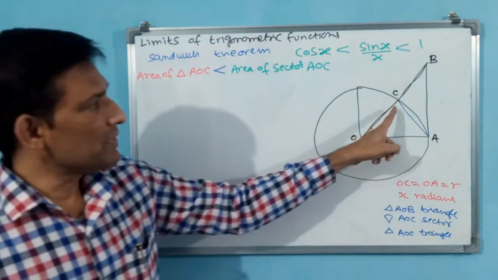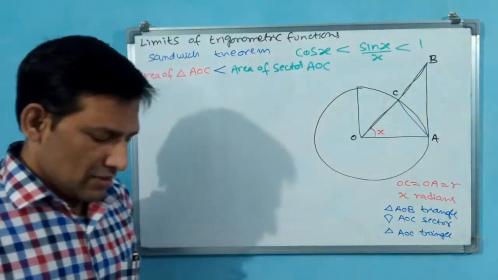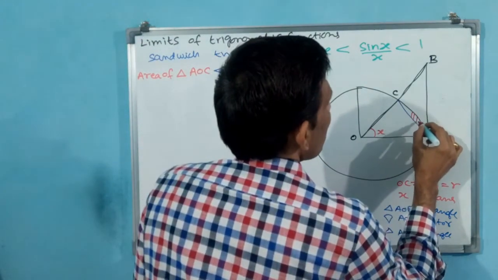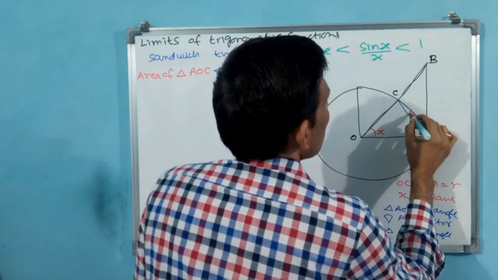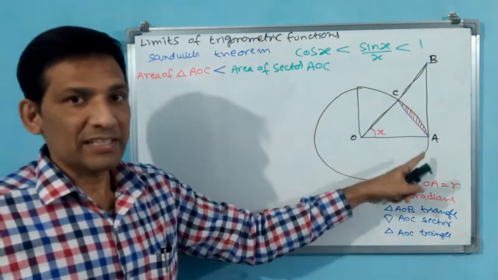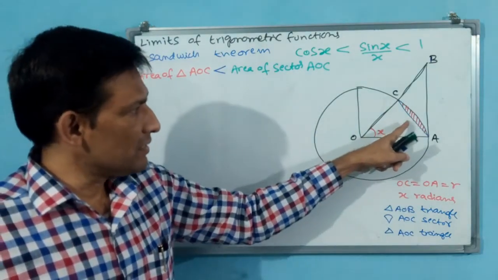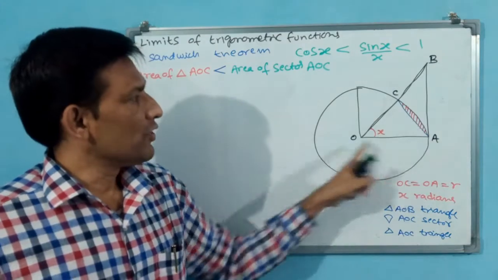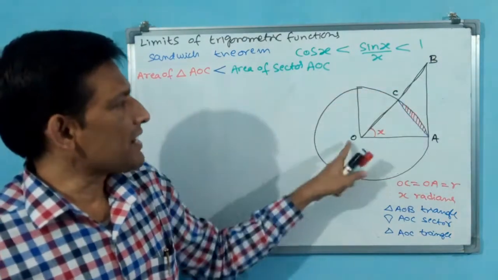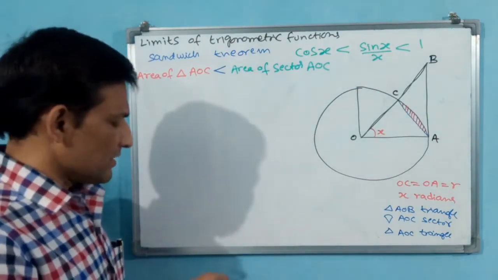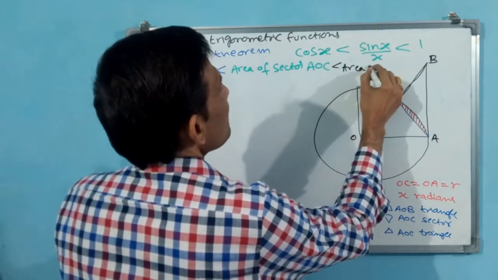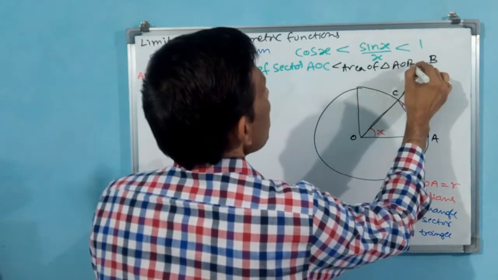Sector is bigger. Why? Because see, this portion, I am shading some portion. This shaded portion extra will come in sector only, not in triangle. In the triangle, only the portion down AOC will come. Okay? Now, which is bigger than triangle AOB? Area is bigger. Write down that one. That means this is less than area of triangle AOB. Is it okay?